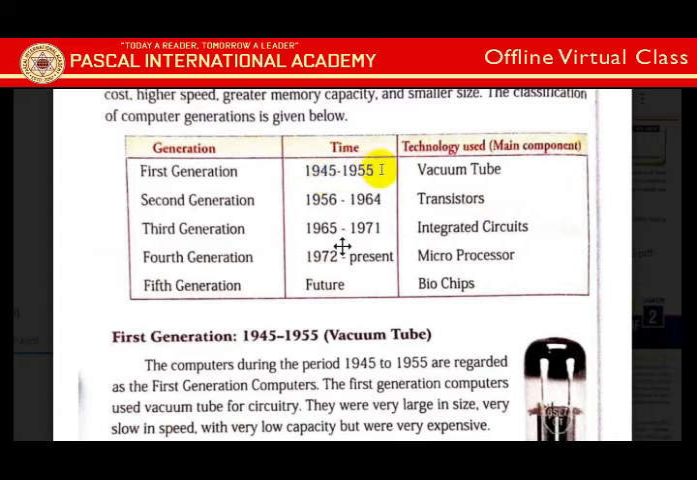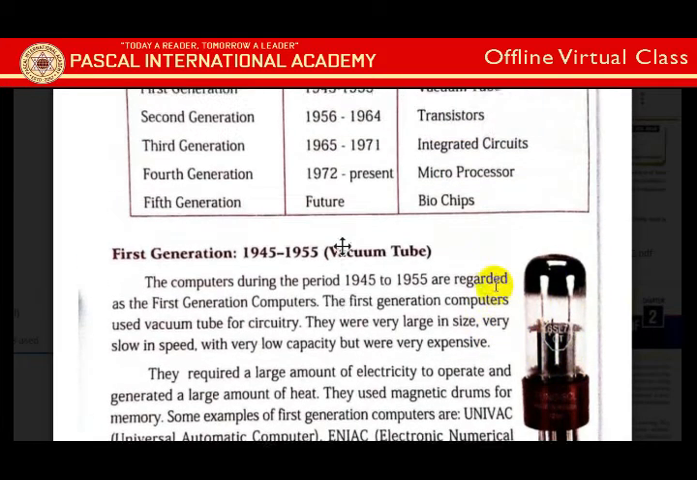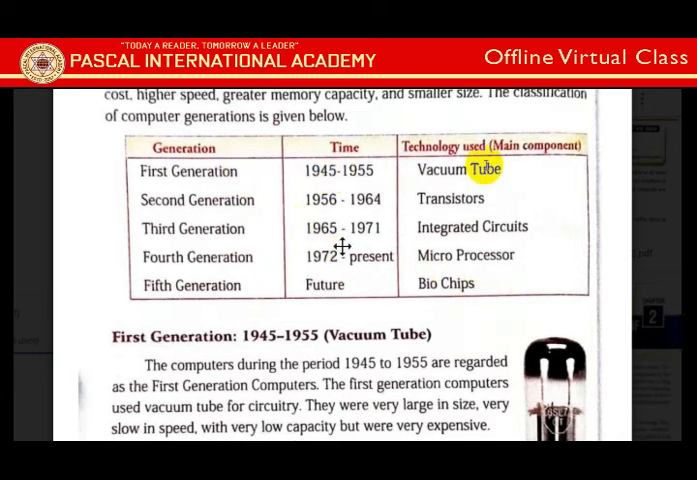And what technology does it use? Vacuum tube technology, like today's light bulb. Have you seen a light bulb? Yes, you can see this bulb. This technology was used in the first generation computer. And the second generation computer started from 1956, after the World War. It ran from 1956 to 1964.